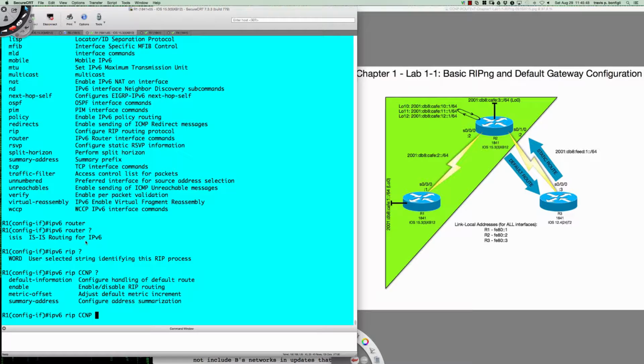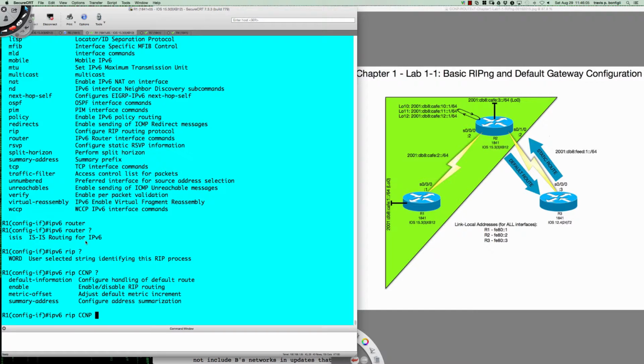So we've got the default information option, which we saw in the first Lab 1.1 video. And what is that for? That's if I want to advertise out a default route. I've got the enable command. What is that for? This is for enabling the RIPng process on the interface.